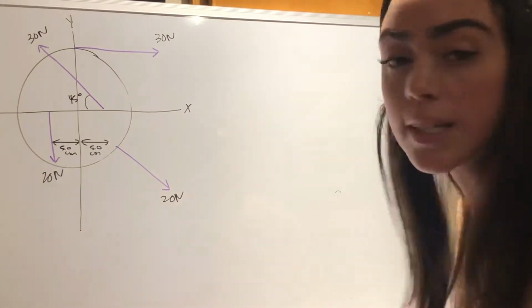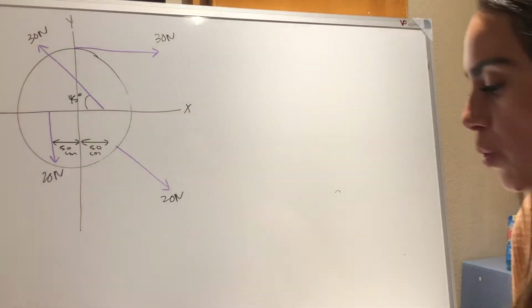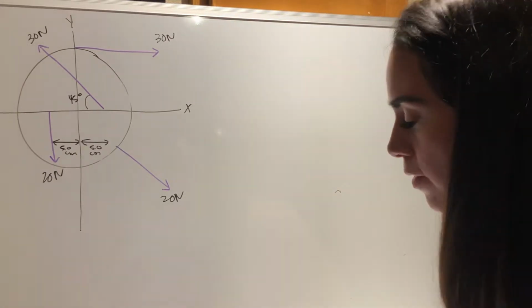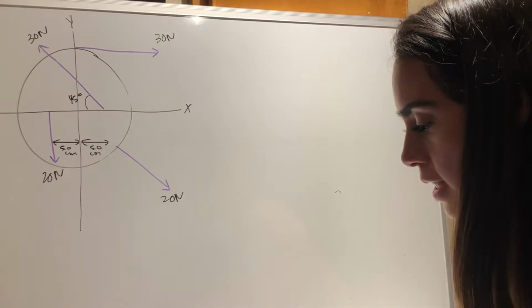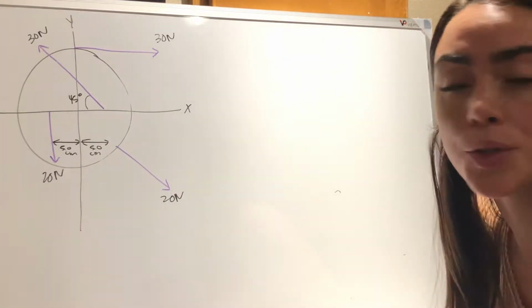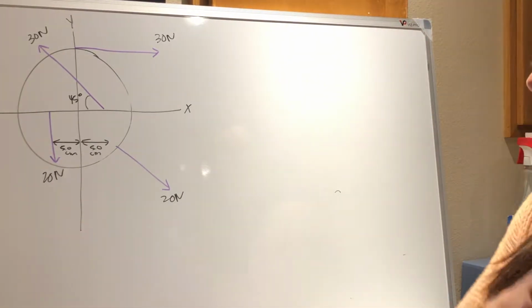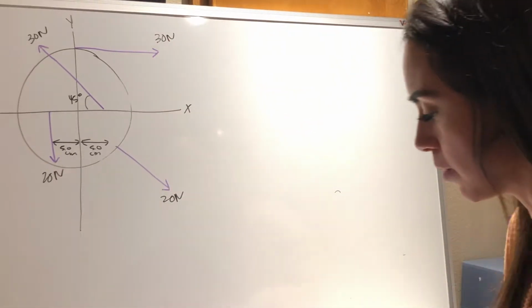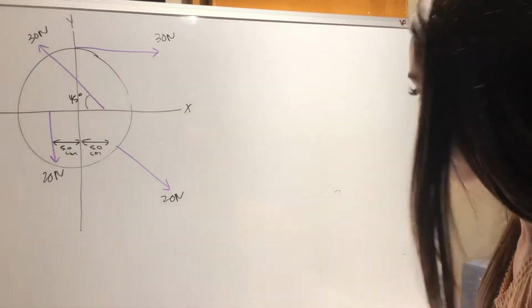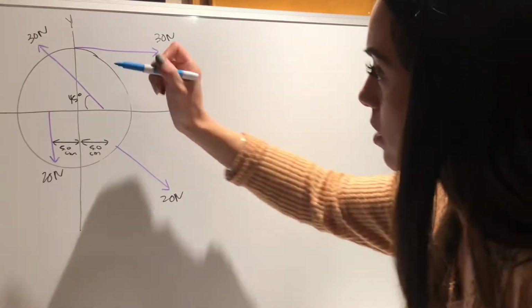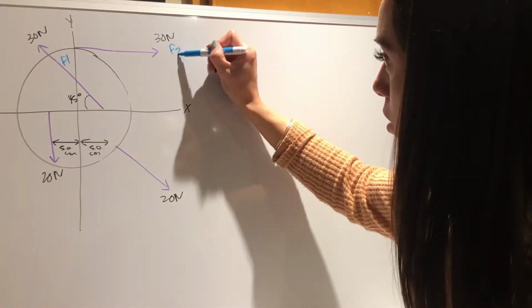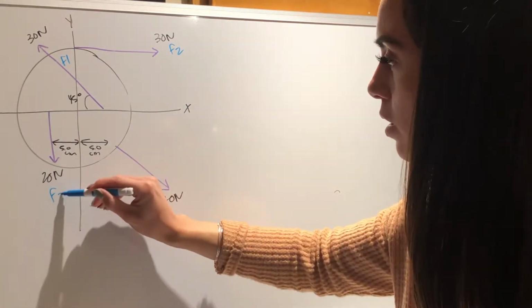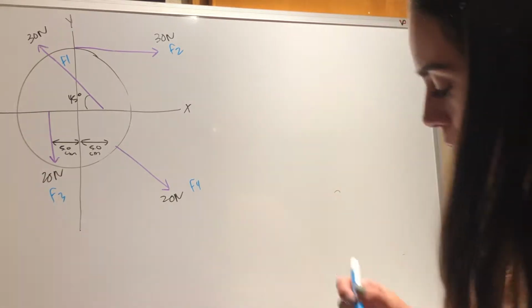Okay, so this is question 65. The 20 centimeter diameter disc in this figure can rotate on an axle through its center. What is the net torque about the axle? So first, I'm just going to define each of these forces. So this one is going to be force 1, and then this one's force 2, this one's force 3, and this one's force 4.